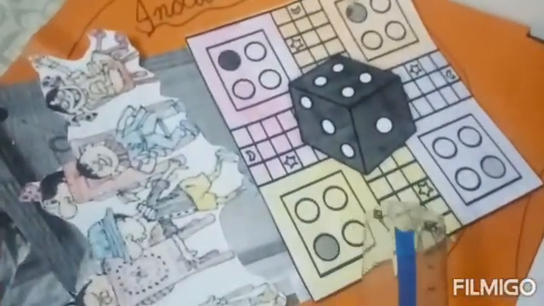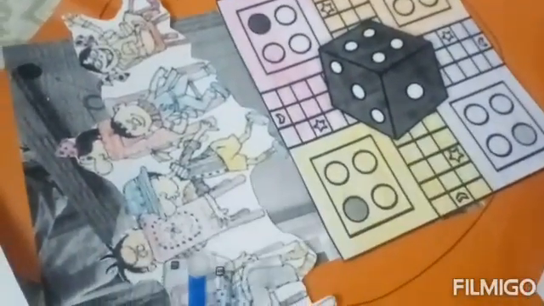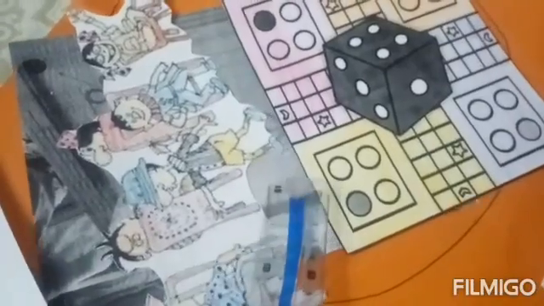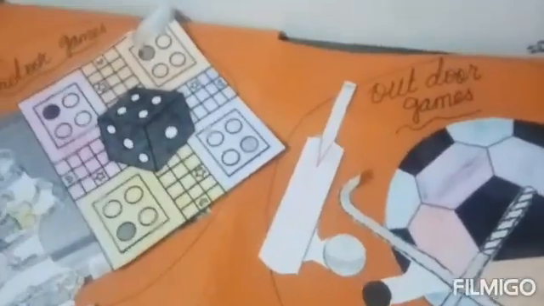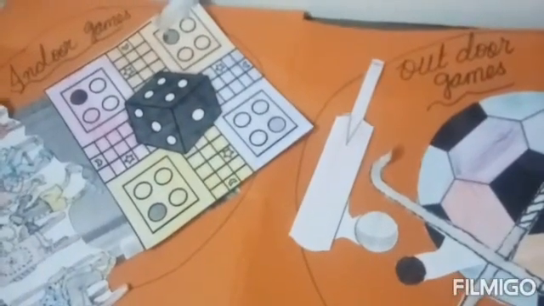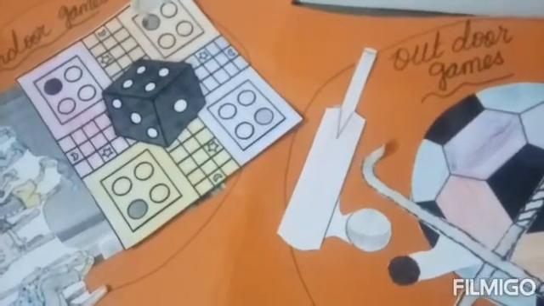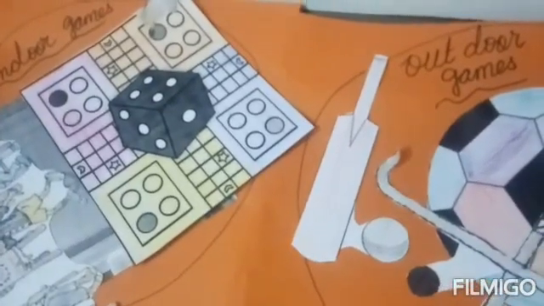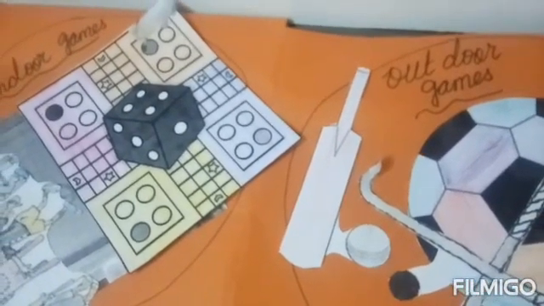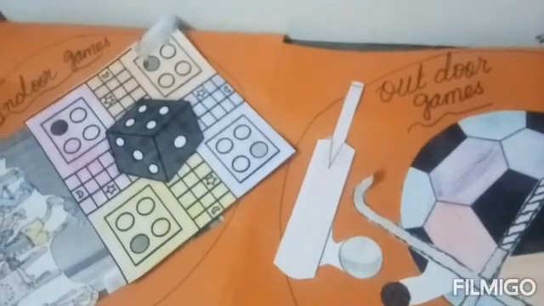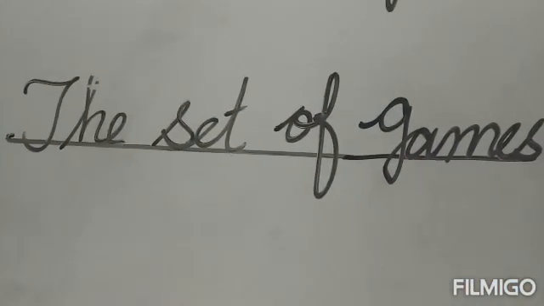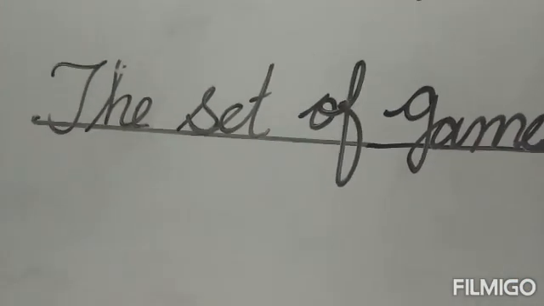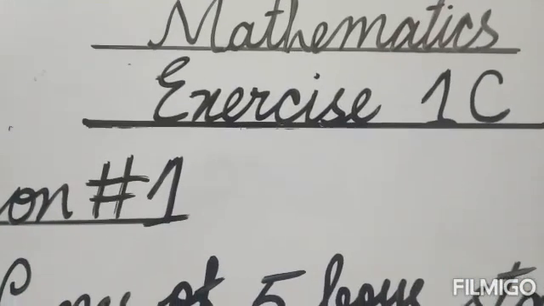Okay, now we move on to the indoor games. Ludo is an indoor game. Musical chair is an indoor game and carom is also an indoor game. Here we classify the set of games into 2 parts, outdoor games and indoor games. This is the Venn diagram of the set of games. So the set of games is a universal set. Okay students?